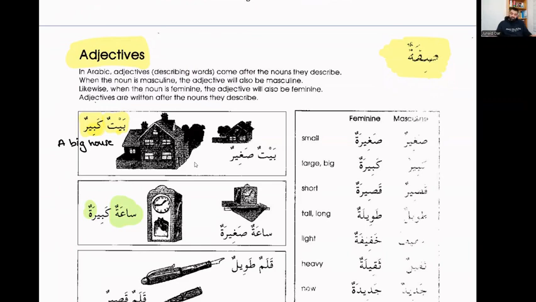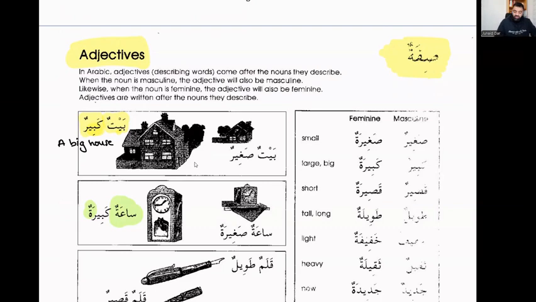Very simple. Make a note of that. You just got to add the tun. So if there's no tun, no need to add it. If there's a tun, then you need to add it. But if the adjective itself has tun, no, you have to add. So the adjective will come in the male form, and then depending on what you're describing, you will either use the tun or not use the tun.